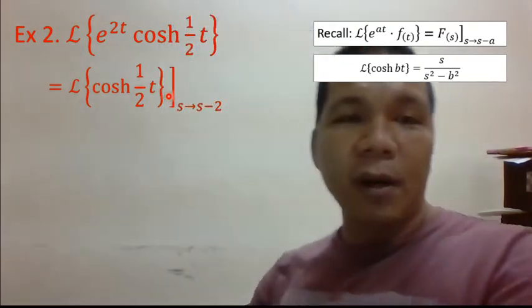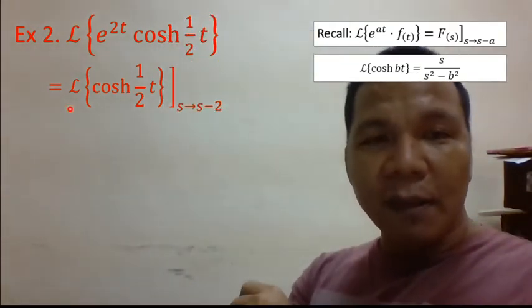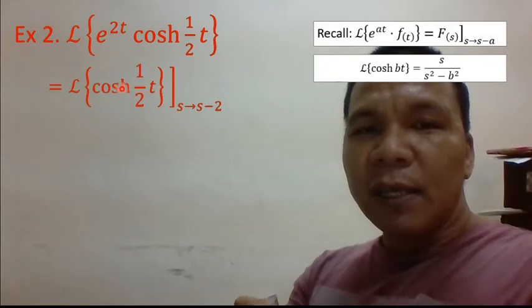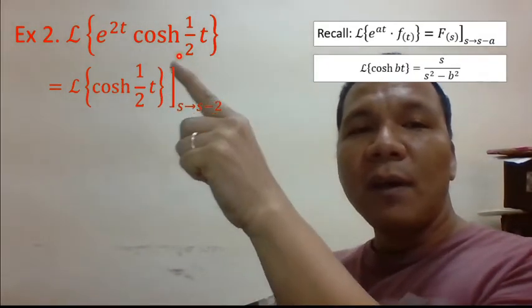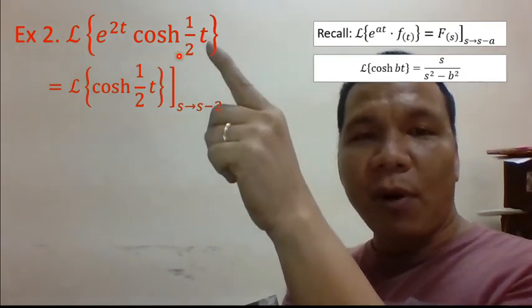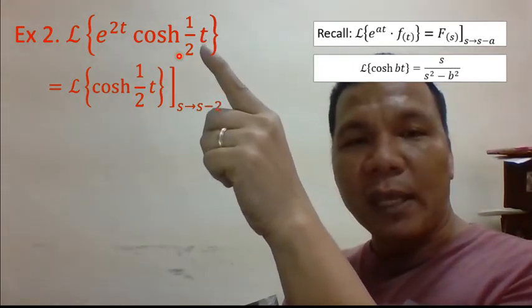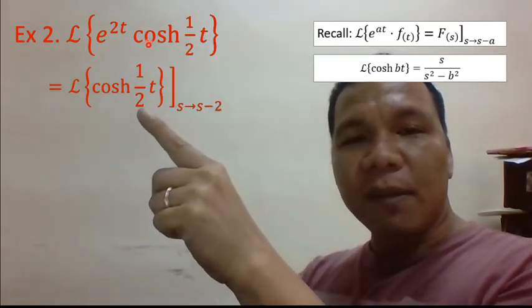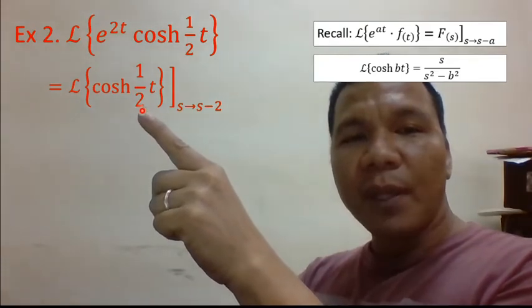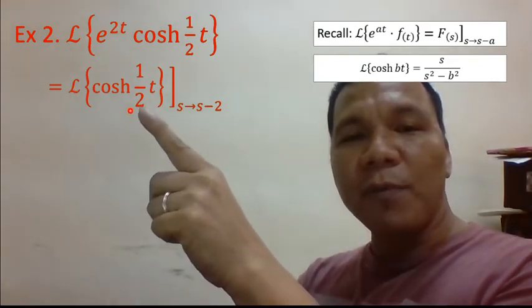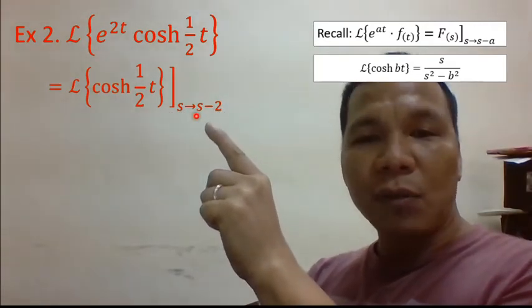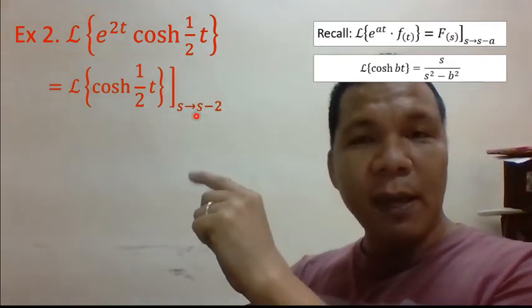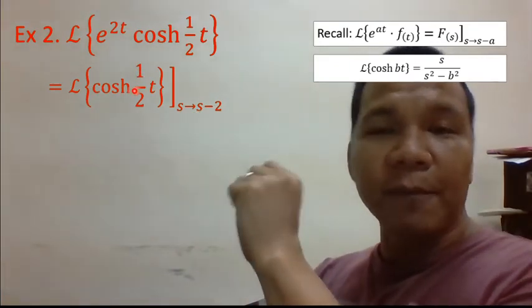So what are we going to do next? If you can still recall, now we are going to take the Laplace transform of your function of t. In this case, your function of t is equal to cosine hyperbolic 1/2 of t. So we are going to take the Laplace transform of this term. After taking the Laplace transform, we are going to change s to s minus 2. So let's try. What is the Laplace transform of hyperbolic cosine?